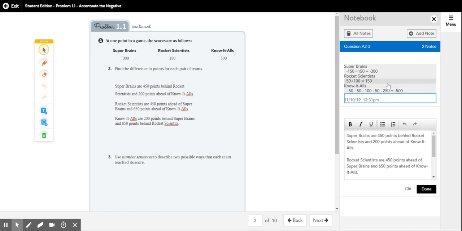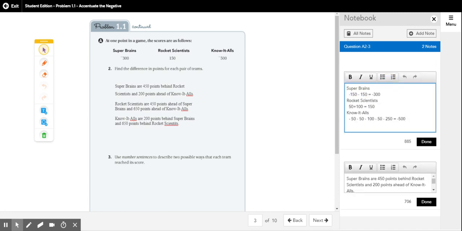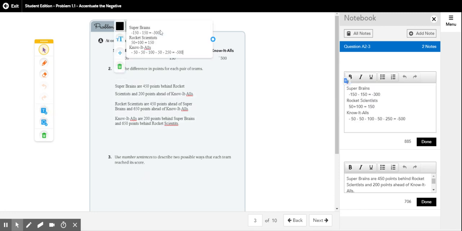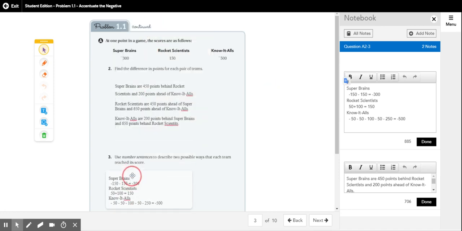Now we're asked to write number sentences for this. Here's where things get a little complicated for students. This is the first time we've been asked to write number sentences for integers. So here we go. Let's give it a shot. There are two possible ways that each team reached this score. I'm going to give you one, and your student is going to need to come up with another one.